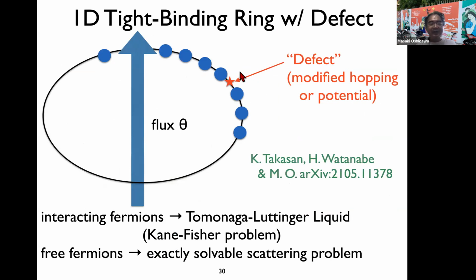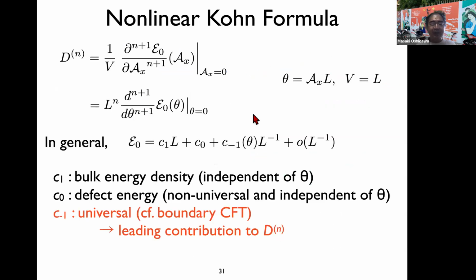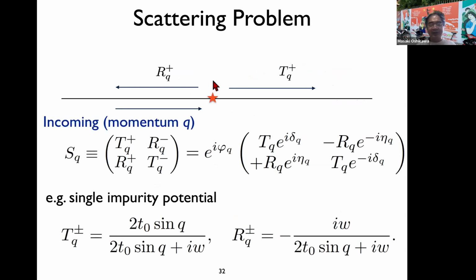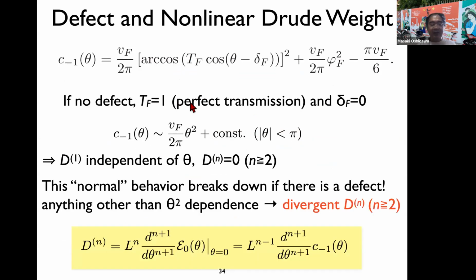So more recently, we studied an even simpler model, just a 1D tight binding model with a single defect, which is an exactly solvable model, no interaction. But this still produces those strange behaviors of nonlinear Drude weights. That's our finding. I skipped the detail, but this can be formulated in terms of the scattering problem as you did in undergraduate QM, and everything can be worked out exactly. And then we found that higher order Drude weight diverges if there's a defect.